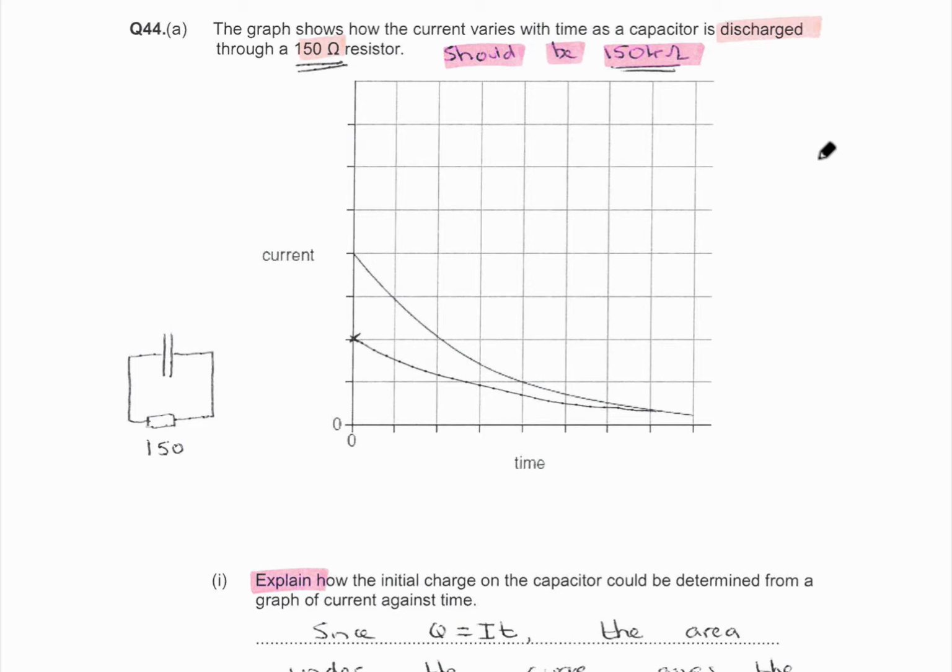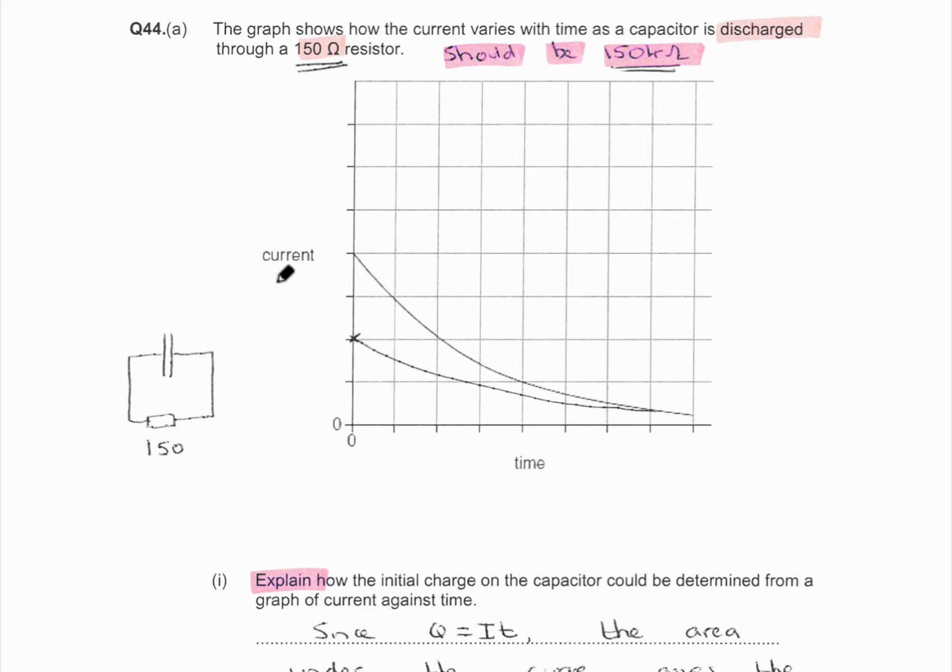And the exam board made a mistake. What the exam board should have written is a 150 kilo ohm resistor. So actually there was a typing error and the kilo bit was missing. Now what I'll do is have a look at the answers that you should get if we assume that the typing error wasn't there and that this actually said 150 kilo ohm resistor. But I'll also outline what the exam board allowed if you just took it as a 150 ohm resistor in the next part of the question.